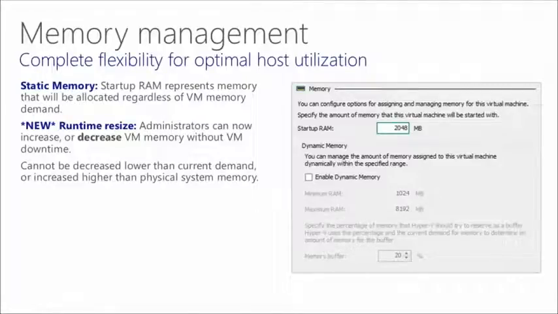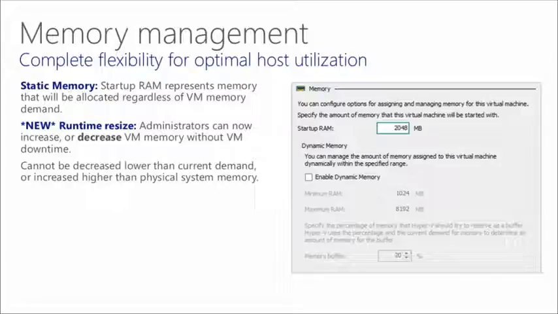So when we think about memory, there's a couple of different ways you can manage Hyper-V memory. Firstly, static. Easy stuff. You just configure what's known as the startup memory. That's the amount of memory that Hyper-V will give to the VM no matter what, whether it needs 1 gig, whether it needs 10 gig. If you give it 6 gig, it's just got 6 gig, that's it.